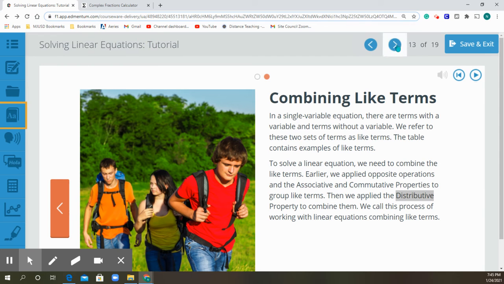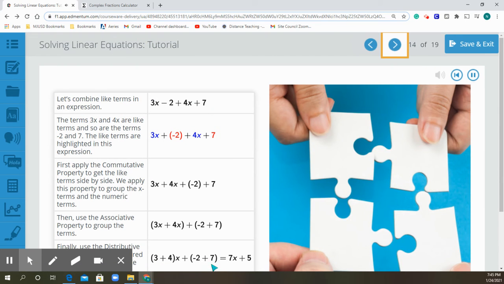Okay, continuing on. Let's combine like terms in an expression. 3x minus 2 plus 4x plus 7. The terms 3x and 4x are like terms, and so are the terms negative 2 and 7. The like terms are highlighted in this expression. So remember how I was highlighting and moving things around? That's what they're doing here. They're highlighting the like terms. 3x plus 4x are like terms.